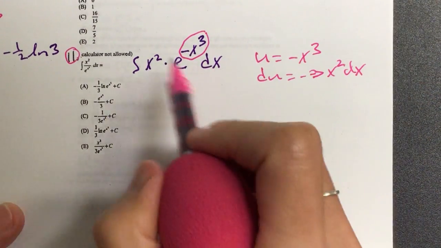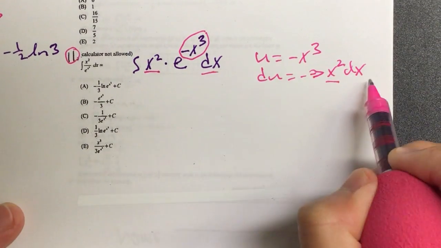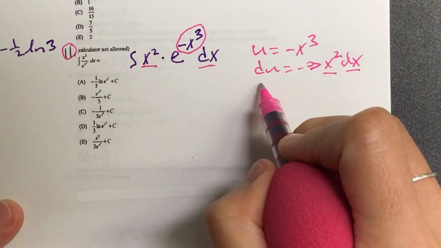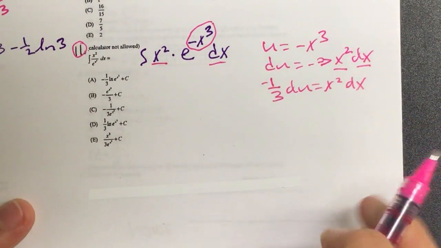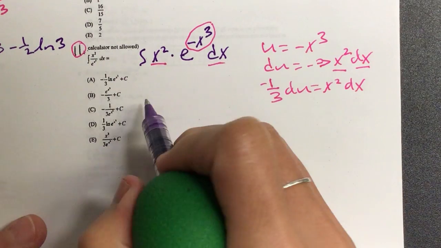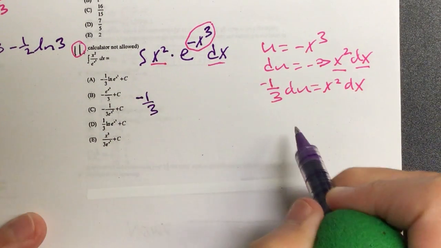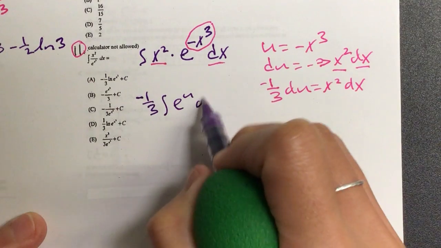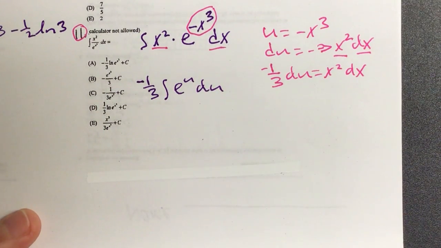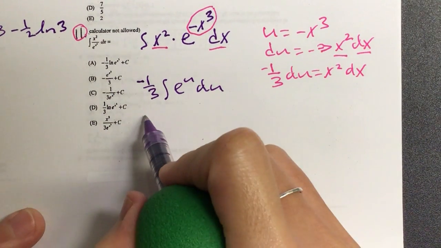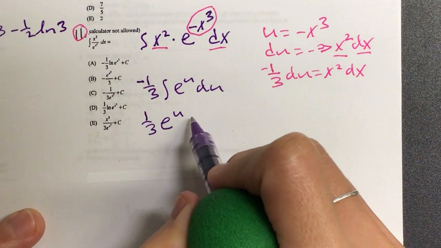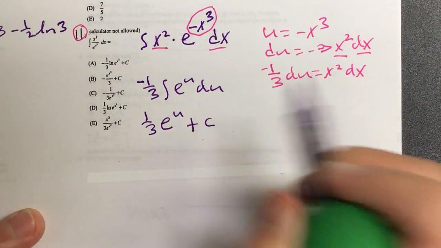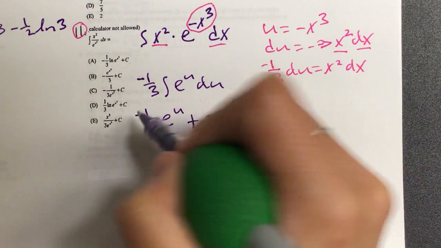When I compare, I see x squared, I see dx. What do I need to move over? The negative 1/3. So when I plug it in, first let's kick out the negative 1/3, e to the u du. The derivative of e to the whatever is e to the whatever. So in this case, we have negative 1/3 e to that whatever. And on this one, there's no bound, so we have to put what? Plus c. Ooh, I forgot my negative.